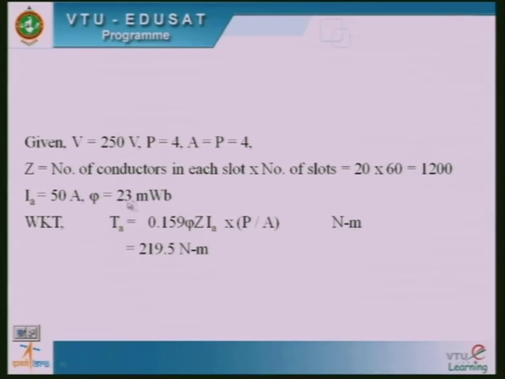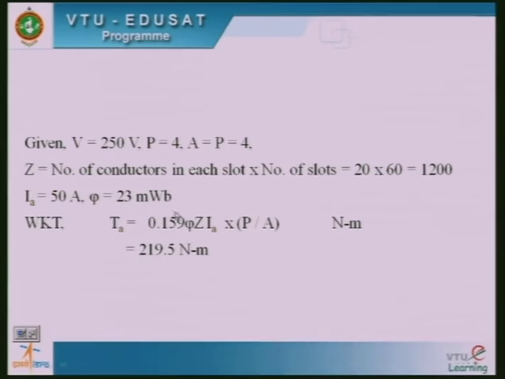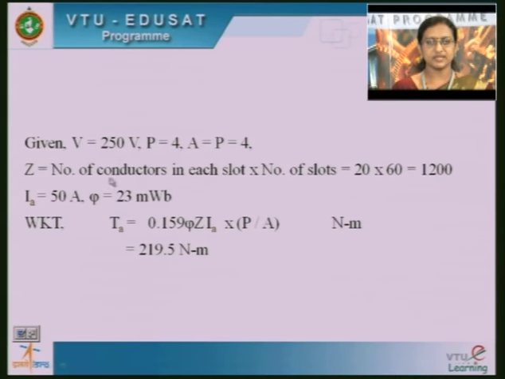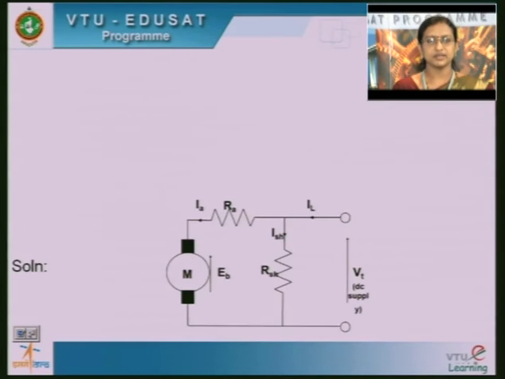So, Ia is given, phi is given, 23 milliweber, Z you have calculated as 1200, Ia is given as 50 ampere, number of poles is P and the number of parallel paths is 4. So, A is equal to P is equal to 4, substitute. So, we are getting the total torque developed is 219.5 Newton meter. This is how we can calculate the torque value.